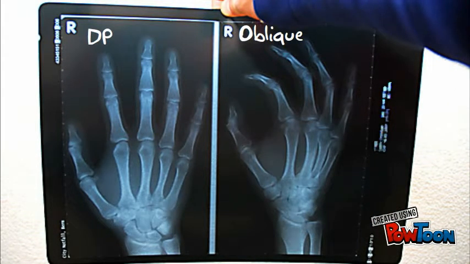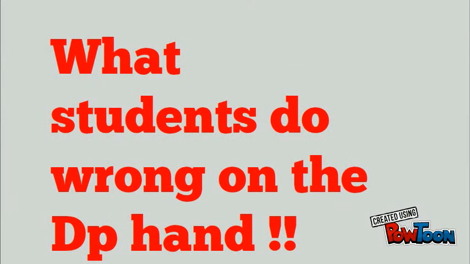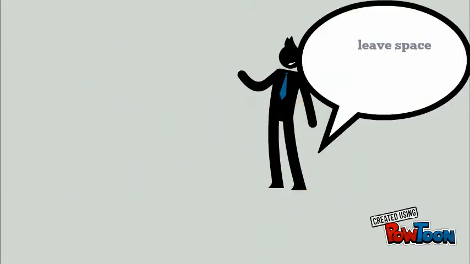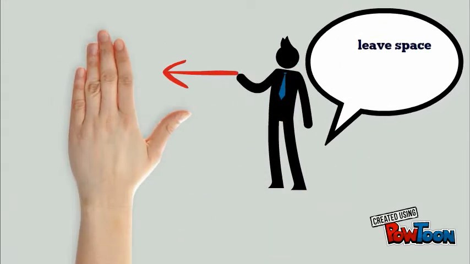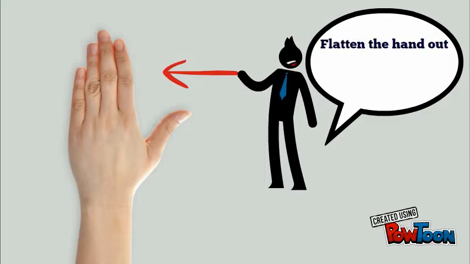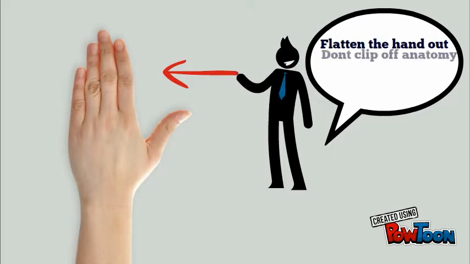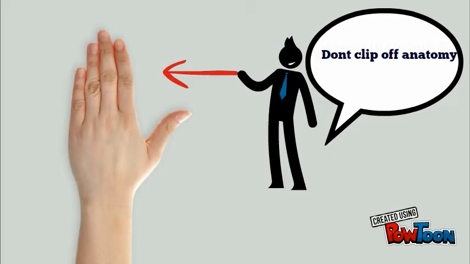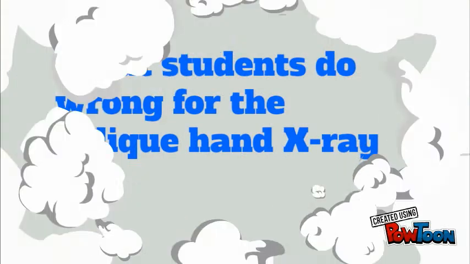This is what standard hand X-rays, DP and oblique, should look like. Some tips as to what students do wrong. On the DP hand X-ray, students tend to not leave enough space between fingers, which results in superimposition of soft tissue. Secondly, not flattening the hand out straight enough. Thirdly, clipping off essential anatomy within the area of interest.